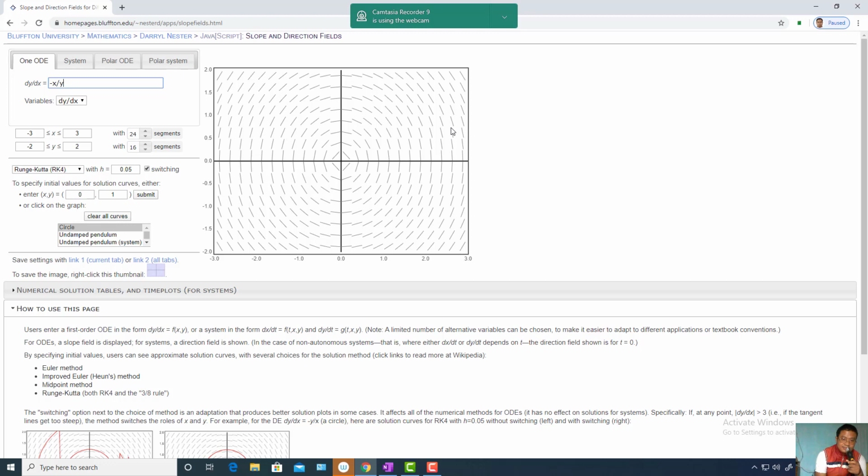Suppose in examination I can ask you, in the unit of 1, 0, 1, 2, 3, you have to draw the direction field by calculating all those angles. Tangent inverse of dy by dx is the angle. If you have the angle, you can draw this direction field.